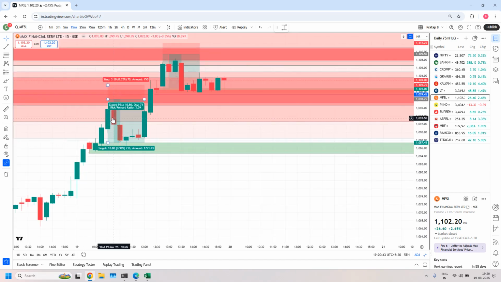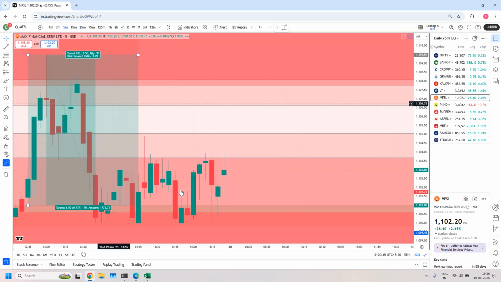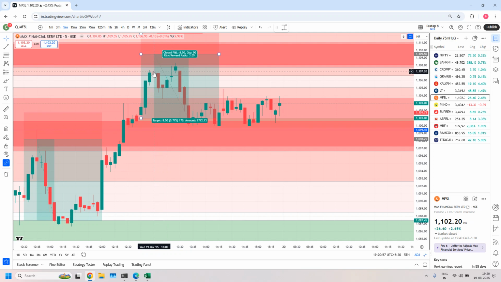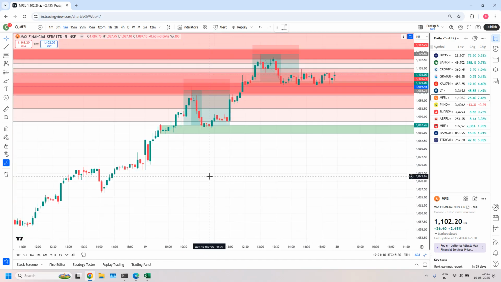And when you got the first trade, let's go to the 5 minutes time frame. The first trade you got at 10:45 and reached the target at 11:05. So in 20 minutes your first trade is completed. The second trade you got at 1 o'clock, and when it reached the target, 1:40. In 40 minutes, the second trade is completed.